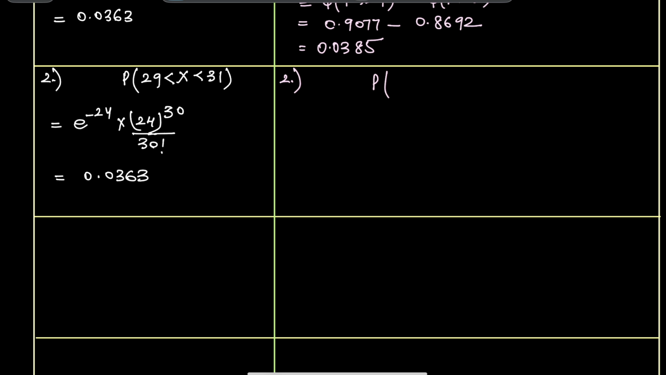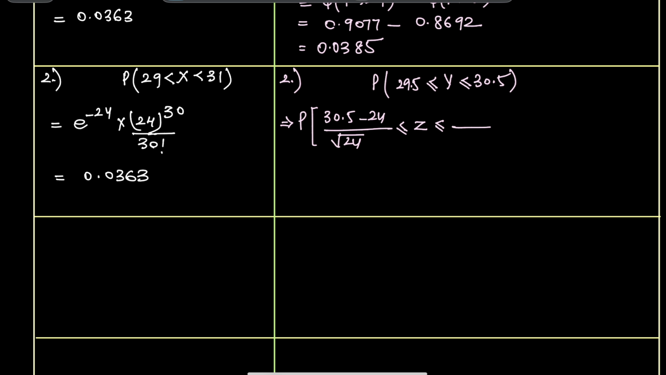Now, when we approximate the same second question of Poisson distribution by normal distribution, I will write it as probability of y greater than or equal to 29.5 and less than or equal to 30.5. Now I will calculate the z values for this. So I will write probability: 30.5 minus 24 divided by standard deviation, that is root 24, then z value for 29.5, that is 29.5 minus 24 divided by root 24. Close the brackets.